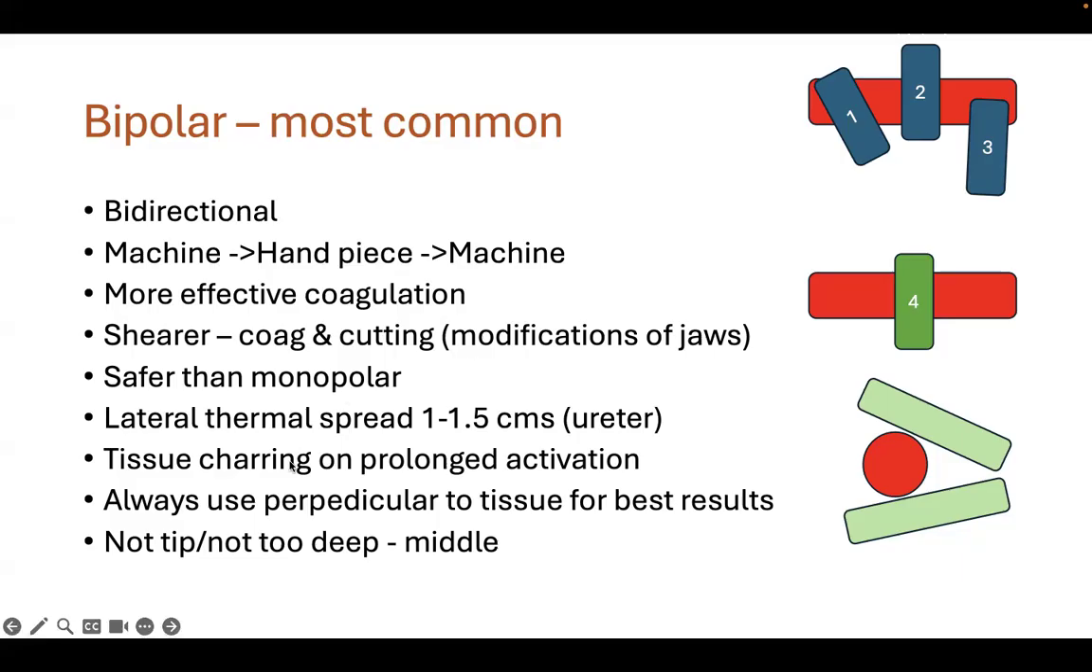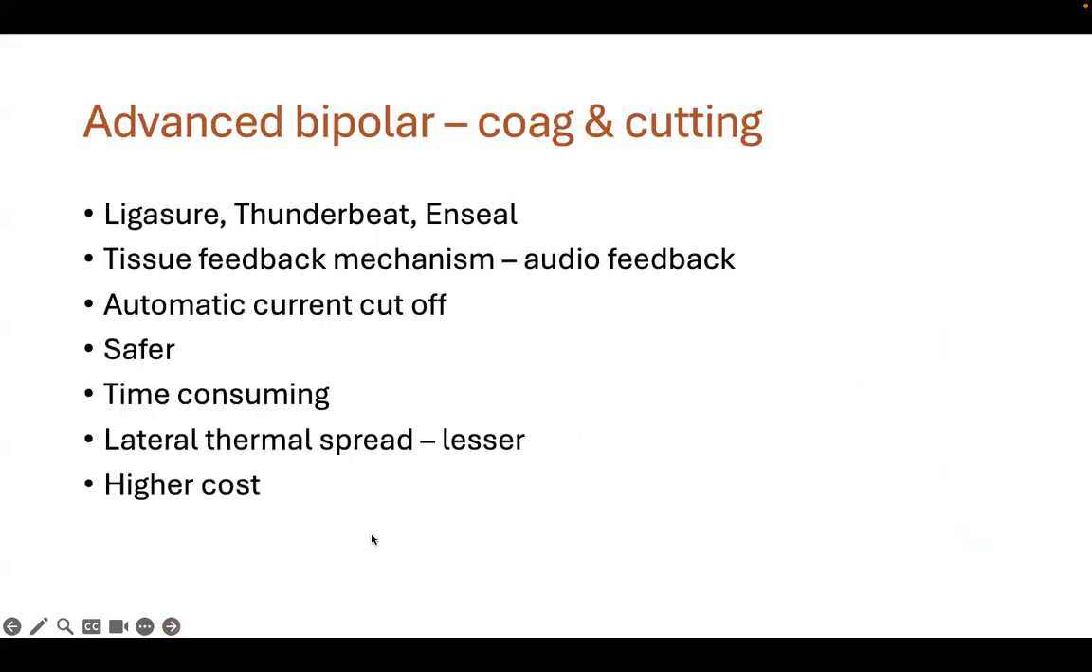So this is in short about the bipolar energy source. Now heading on to the advanced bipolar. So what is the difference between bipolar and advanced bipolar? If you have heard, there are certain instruments called LigaSure, Thunderbeat. Thunderbeat is not very popular now. ENSEAL. These are instruments which are glorified but are nothing different than bipolar, they're just advanced bipolar.